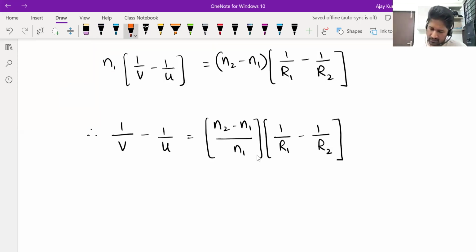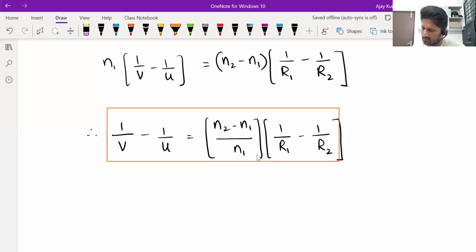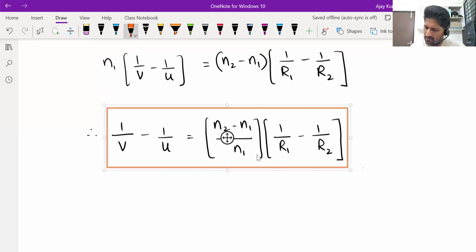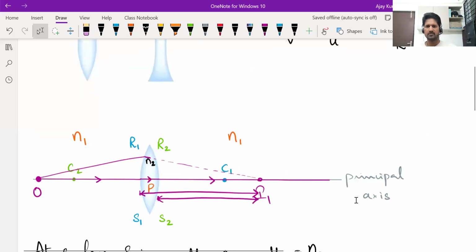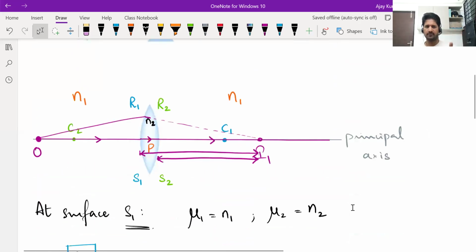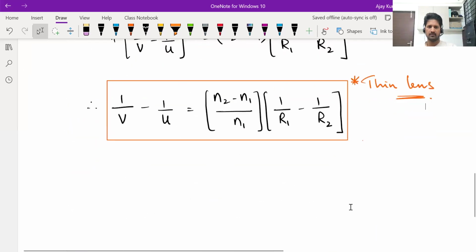So what we have here is the relation between object distance and image distance for a thin lens. Remember, we have used the fact that the two surfaces are very close to each other. So this is valid only for thin lens. Fine. So any doubts in the derivation so far? We are just applying the spherical surface refraction formula twice. Once for the first surface where light refracts, and then for the second surface where it refracts. We are ignoring the distance between the two surfaces. Okay.